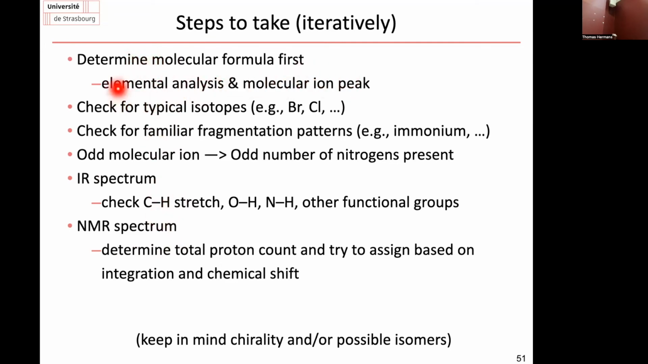The first thing to do is to look, for example, at the elemental analysis or at the molecular ion peak of your mass spectrum and try to determine your molecular formula. In the mass spec, you can look for isotopes and fragmentation patterns. Is the molecular ion odd? That means there's an odd number of nitrogens. That's already an indication, but it's kind of vague; you won't be able to determine any molecule from it.